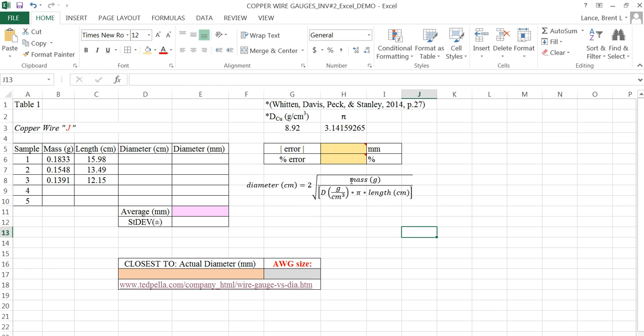So I take the mass in grams, divide it by whatever this product is right here each time, and multiply that by 2. So this ultimately gives me the radius, and then I double the radius, and the unit will be centimeters when we're done. Doubling the radius gives you the diameter, and that'll be right here. That just shows how you get that in the calculation.